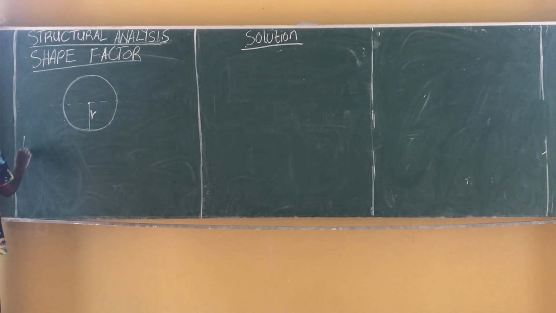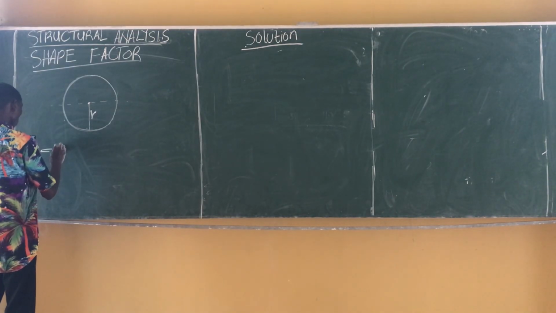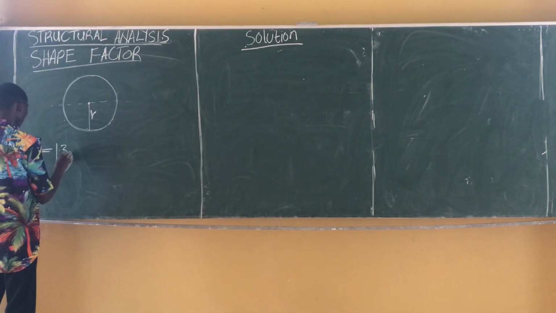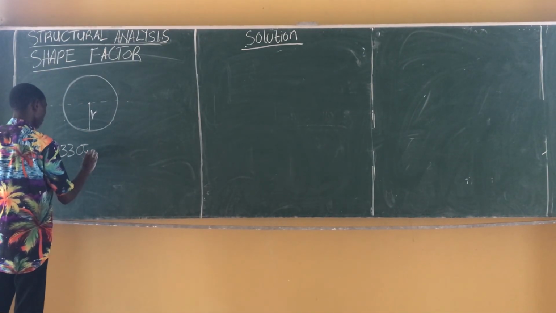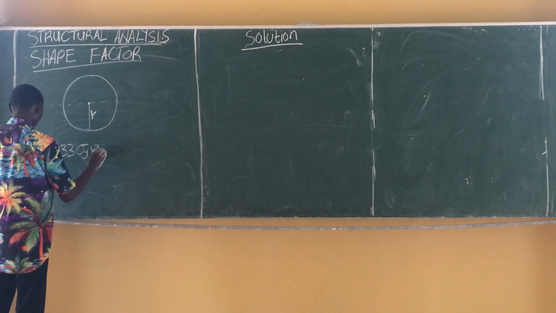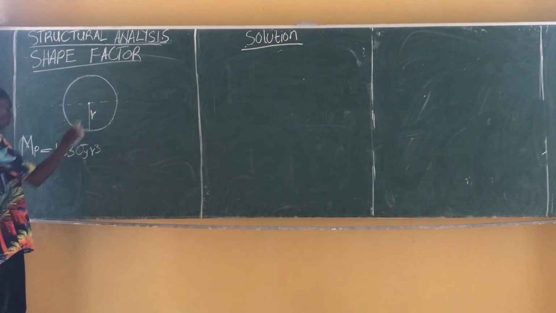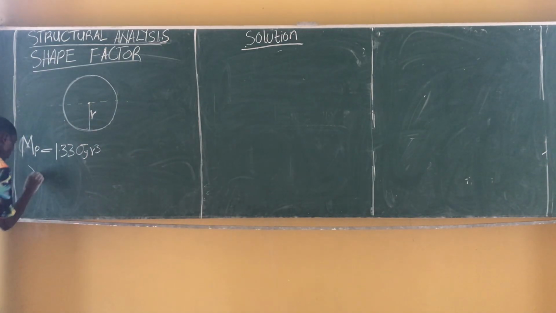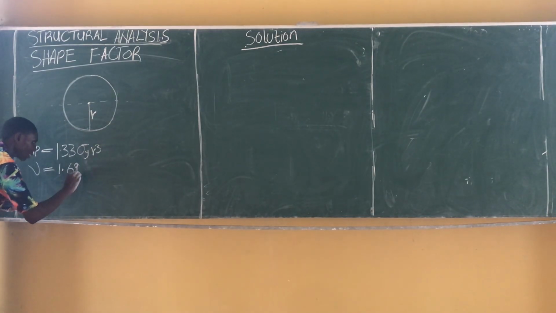Okay, so from the question we are asked to show that for a circular section our plastic moment MP is equal to 1.33 sigma y r cube, where sigma y is our yield stress, r is the radius of the circle, and we are also asked to show that the shape factor is equal to 1.69.